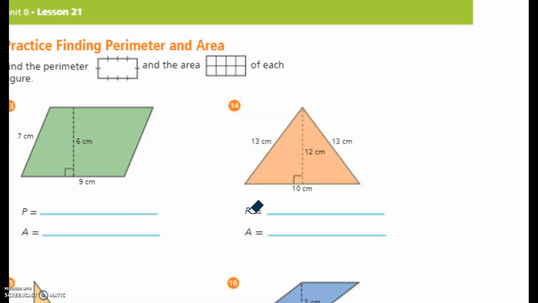If I didn't give you enough time, go ahead and press pause, but some of you I know are done. So the perimeter in this one, 9 plus 7 plus 9 plus 7, you should have gotten 32 centimeters. And the area is 9 times 6, base times height. So that would be 54 centimeters squared.